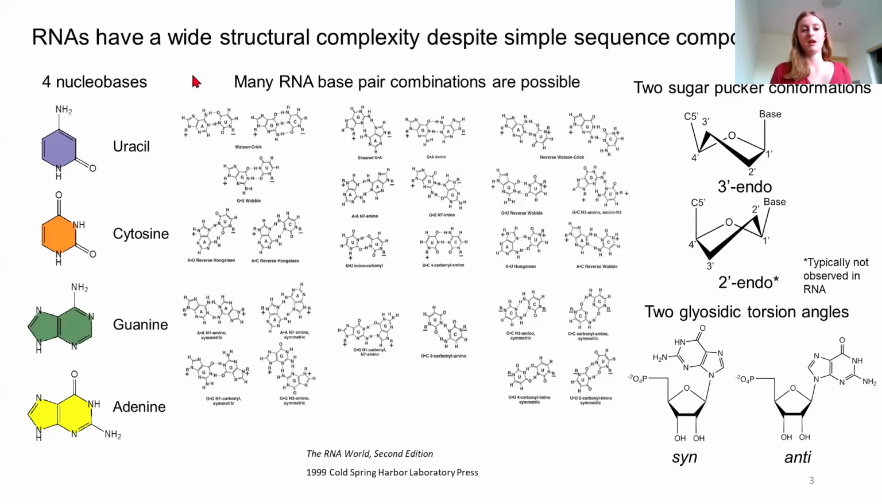And this is because of the wide variety of different base pairings that RNAs are able to form. You have the typical Watson-Crick, but you also have things like GU wobbles and Hoogsteen type base pairings, as well as many mismatches that can be formed.